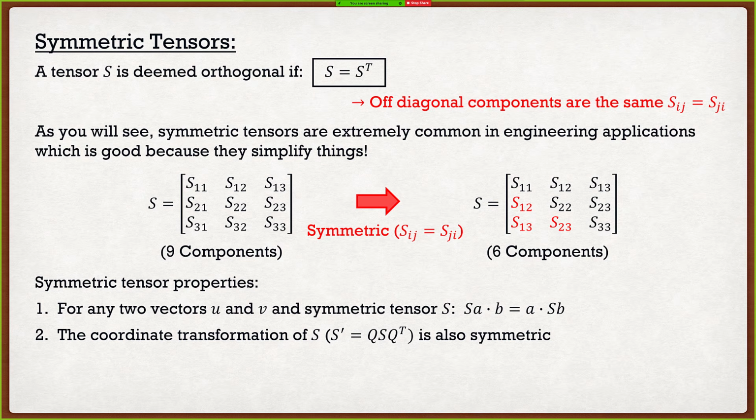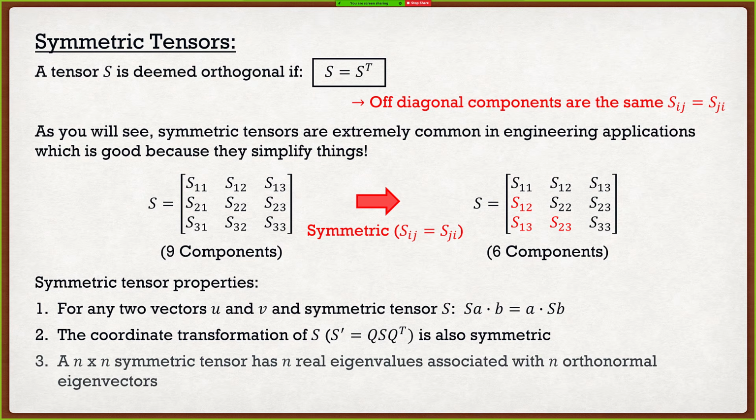And then we have a third one here where an n by n symmetric tensor has n real eigenvalues associated with n orthonormal eigenvectors. So of course we can go n by n. However, for engineering purposes here, we are only dealing with either 2D or 3D. So if we have a 3x3 symmetric tensor like the ones above, we have 3 real eigenvalues with 3 orthonormal eigenvectors. What exactly does this mean?